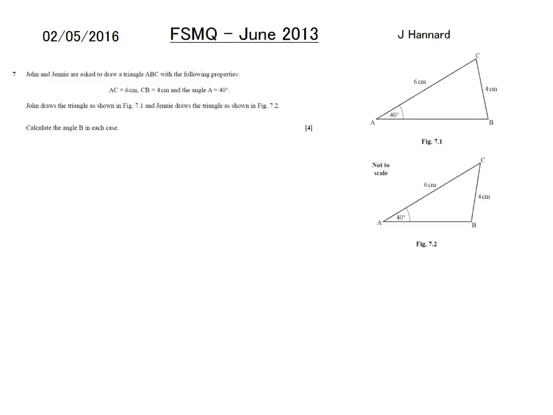Question 7 then. John and Jenny are asked to draw a triangle ABC with the following properties. AC equals 6, CB equals 4, and angle A equals 40. So John draws the triangle shown in Fig 7.1, and Jenny draws the triangle as shown in 7.2. Calculate the angle B in each case. So, sine rule.